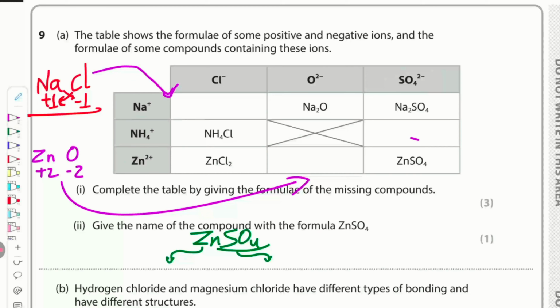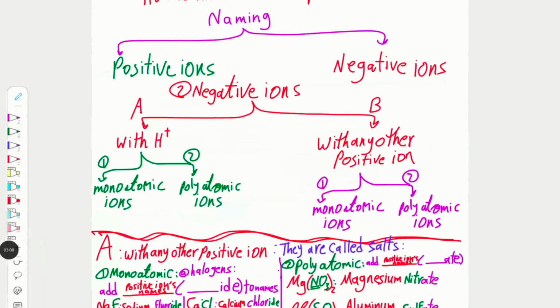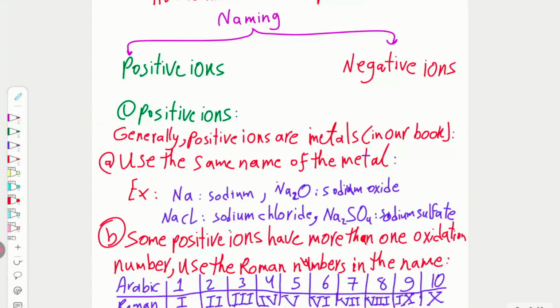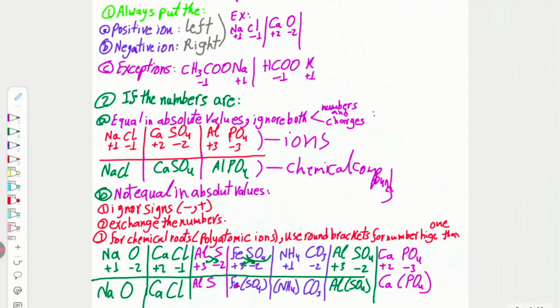So, how to make a chemical compound? This question is very important, and we are going to answer it now. How to make an ionic compound? We have here three main steps.